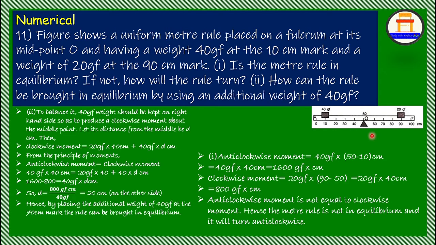Hence, the additional weight of 40 GF placed at the 70 centimeter mark of the rule can bring it to equilibrium. So basically it is 50 plus 20, which is 70, at this point. Basically at this point the weight must be placed. Okay, let's move ahead further.